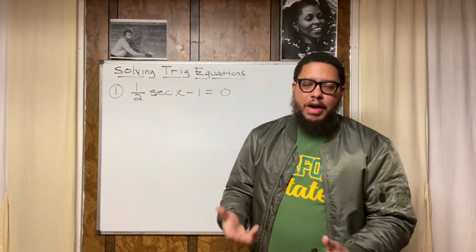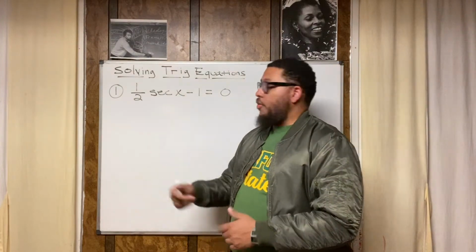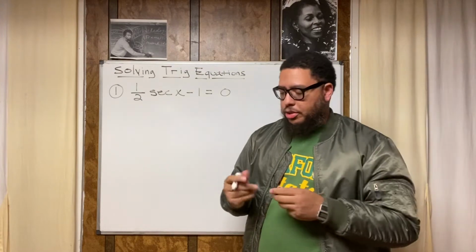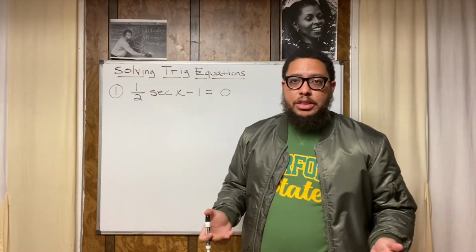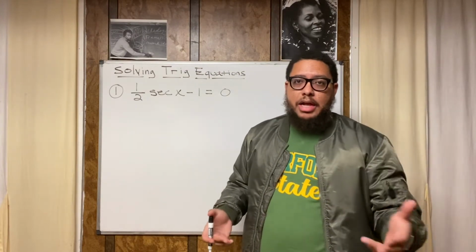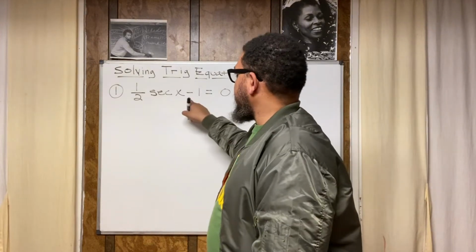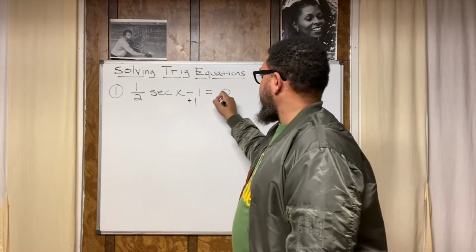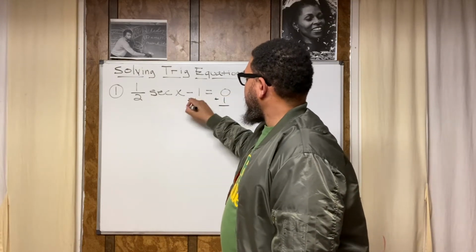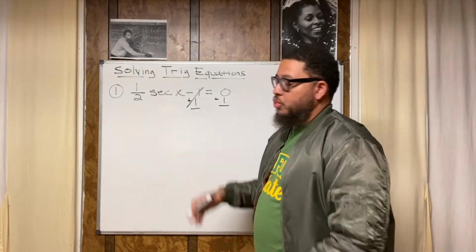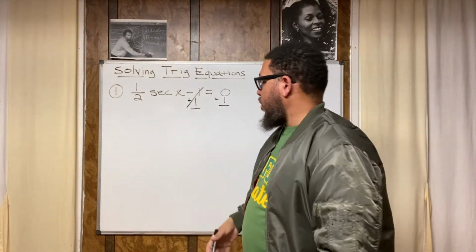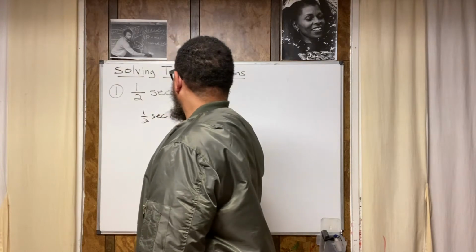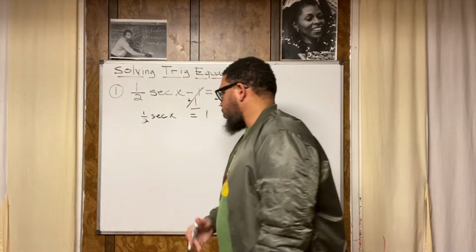But there's an order of operations to how you do it, right? First thing I'm going to get rid of is this -1. Now, the way you get rid of things in an equation is you do the opposite operation. The opposite of subtracting 1 is adding 1. So I'm going to do +1 on the left side, +1 on the right side. That cancels out. -1 plus 1 is 0. So the -1 is gone. Now we've got 1/2 secant of x is equal to 1.